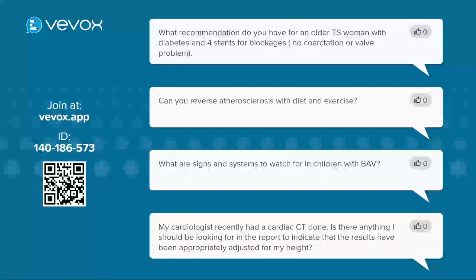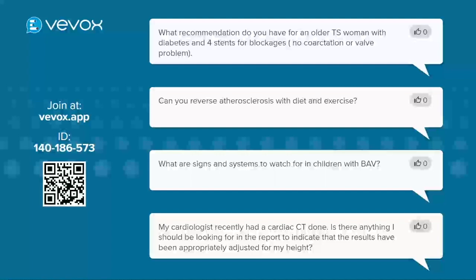What recommendation do you have for an older TS woman with diabetes and 4 stents for blockages? So this would go into the atherosclerosis risk that we talked about. So most blockages are caused by cholesterol buildup or atherosclerosis. So in this kind of situation, you want to keep the cholesterol level in the blood as low as possible. So in that 50 to 70 range using medications.